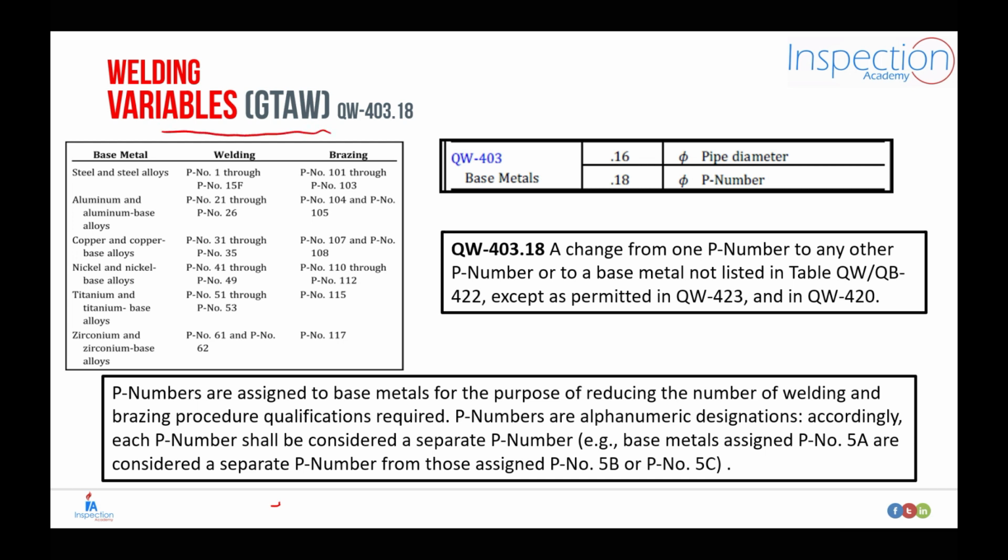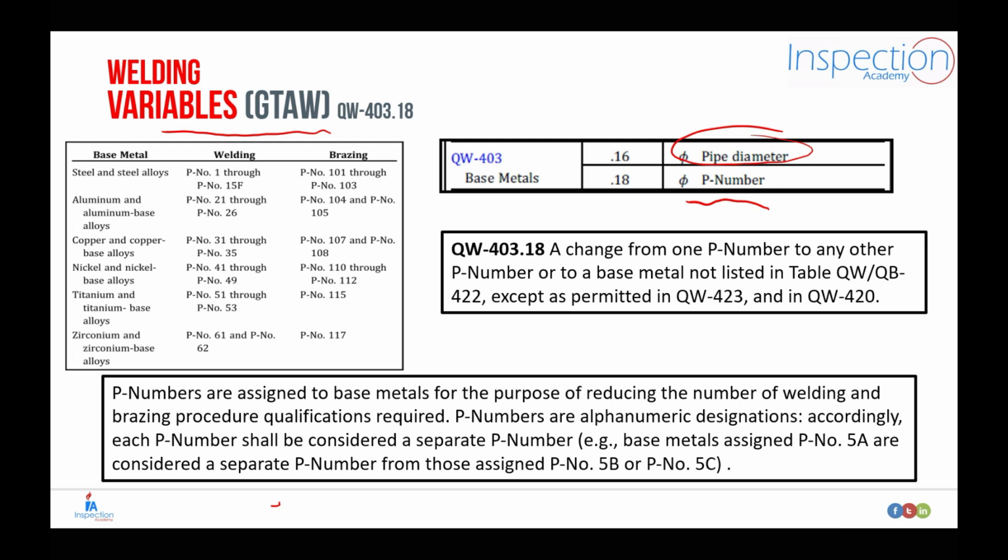Today we will continue talking about the essential variables of the gas tungsten arc welding process. In our last video we talked about the pipe diameter for the base metal, and today we will talk about the P number of the base metal as a variable. We now know that a change in the P number is an essential variable for the welder. What is the P number?